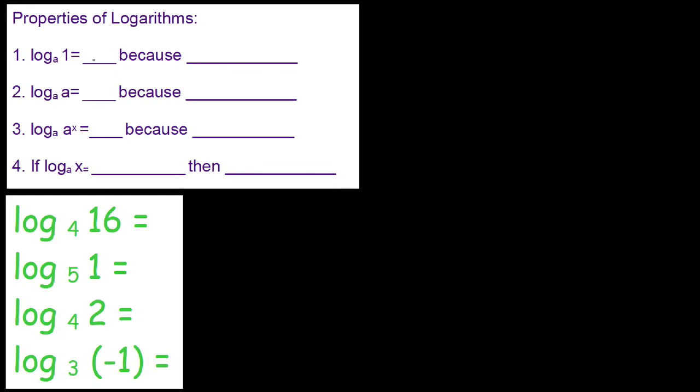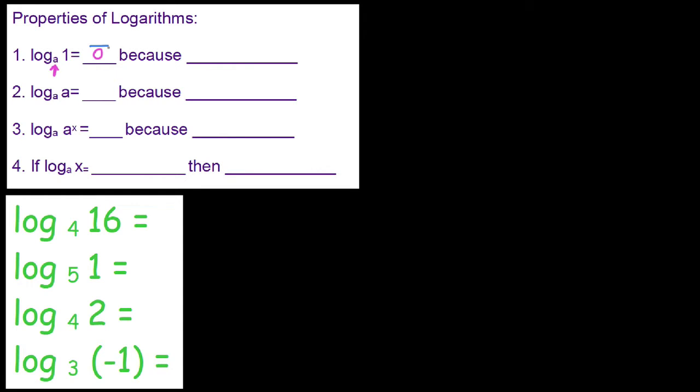Before we do that though, I do want to talk about some special properties of logs, and these are properties that show up all the time. So we say log base a of 1 equals what? Well, here's the thing. What we're saying is that we have some positive number that's not equal to 0 here, and we took it to the power of something and we got 1. So log base a of 1 is equal to 0 because a to the 0 equals 1.